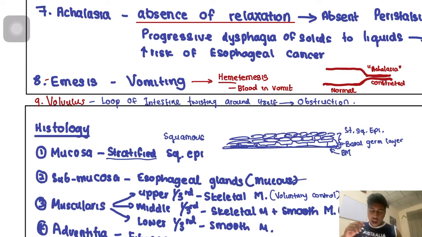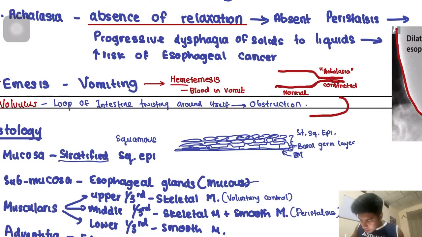Finally, what is a volvulus? This is a loop of the intestine twisting around itself. This will lead to obstruction. Okay?